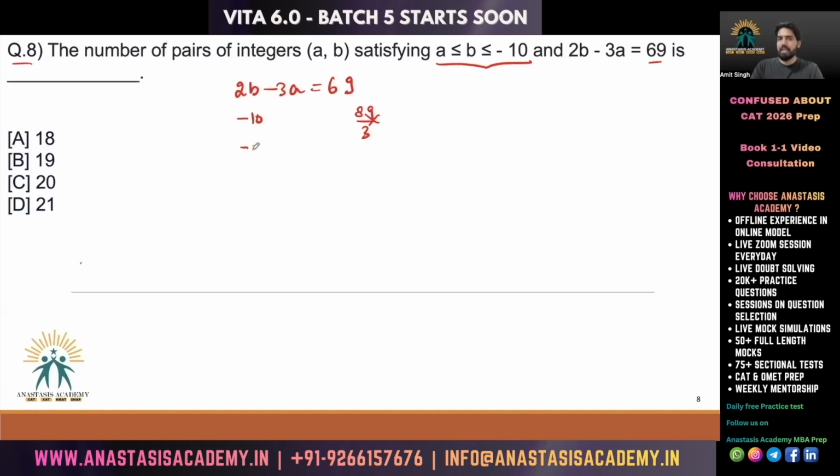Let's take b as -11. If I take -11, it becomes 91 by 3. No, I cannot divide 91 also. Then finally, for b is equal to -12, I would get 93 by -3, and I'm getting the value of a as -31. So yes, this solution is satisfying this condition that a is less than or equal to b and b is less than or equal to -10.